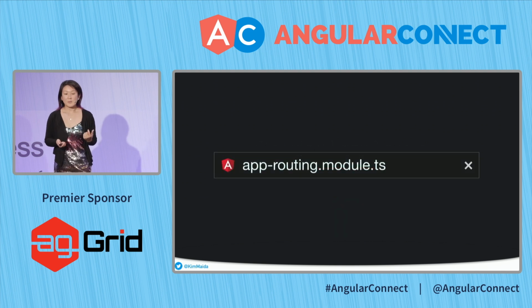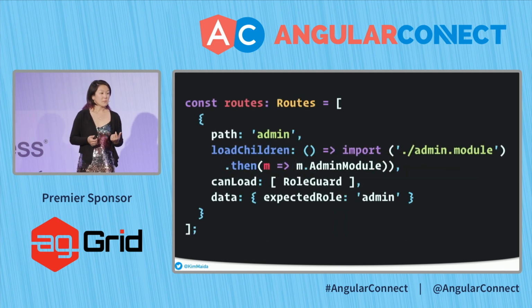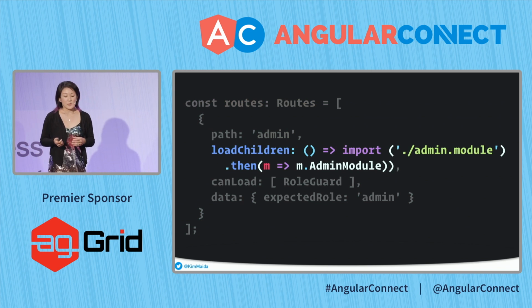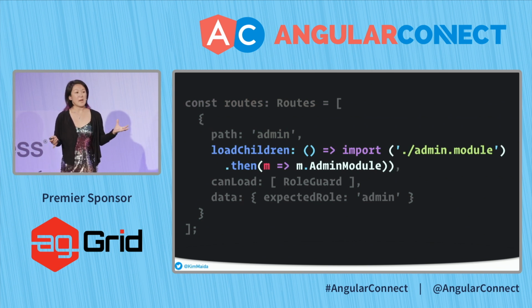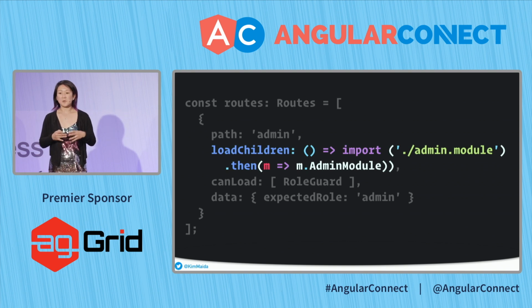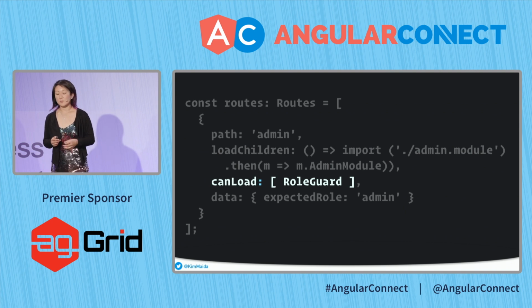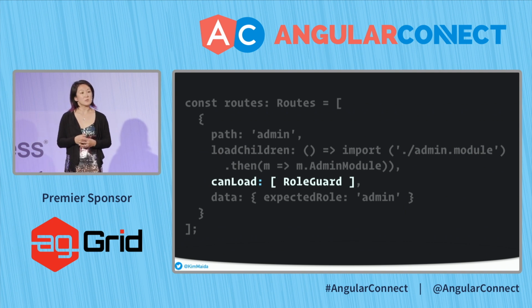So in our app routing module, when we're setting up our routes, we're going to lazy load a routed module. And in this particular example, I'm using an admin module. So maybe this is a whole section of the application that only people with admin privileges should be able to access. So I'm going to use my canLoad property. I'm going to pass in a guard, in this case, called role guard.